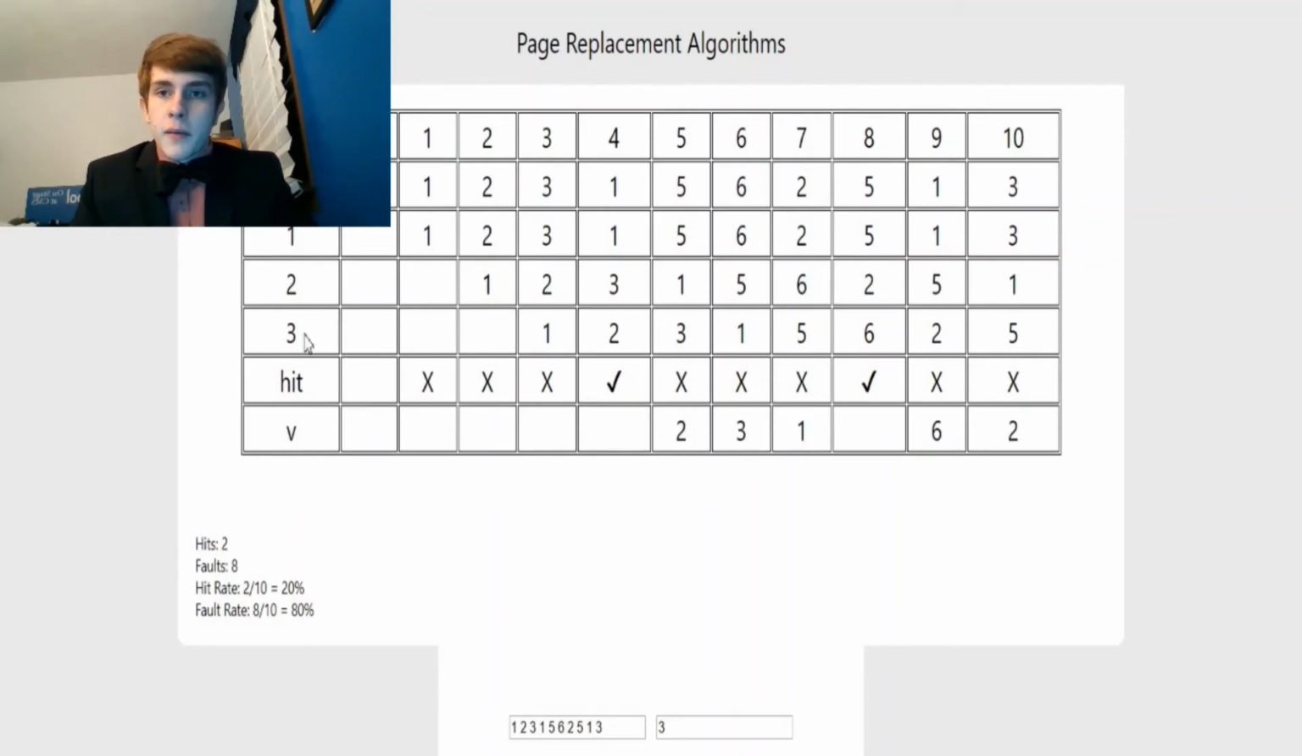An interesting fact about our algorithm simulator is that mousing over these headings will reveal tooltips that show what they represent: reference, hit, or fault, the frame numbers, the reference numbers, etc.